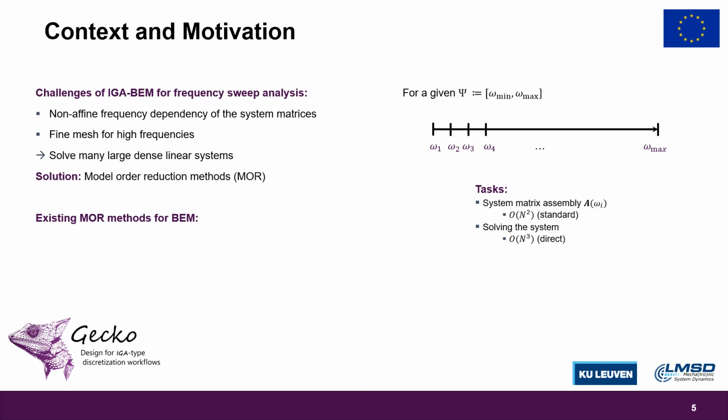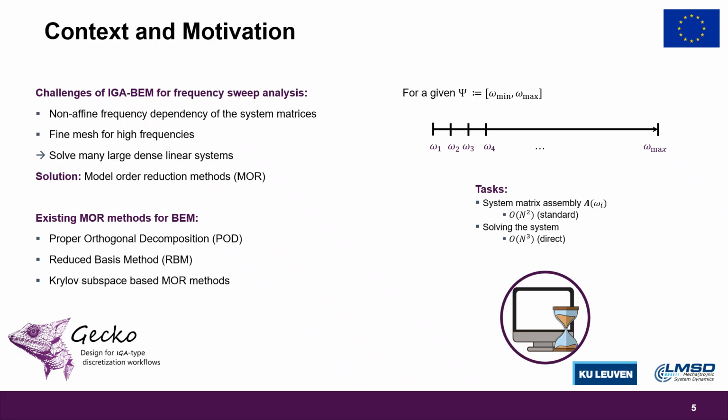As model order reduction is not a new concept, there already exist some methods for traditional boundary element methods, such as POD and RBM and Krylov subspace-based methods. The bottleneck for POD and RBM is that it is very hard to find a cheap error estimator. Furthermore, storage becomes a problem.